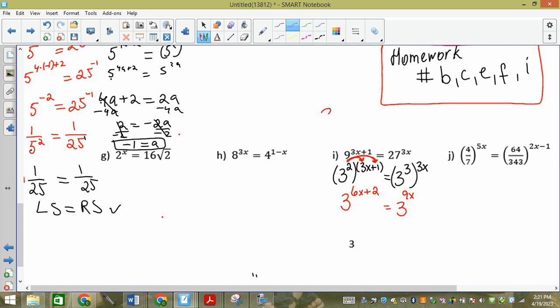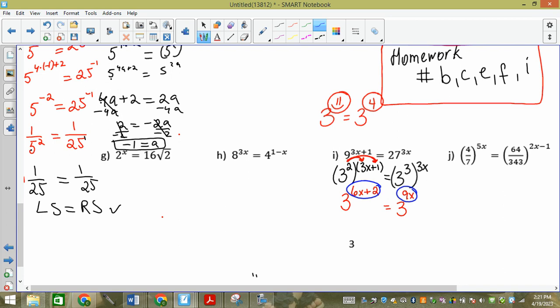Now, if we had 3 to the smiley face equaled 3 to the 4, smiley face would equal 4. That was a true statement you told me, right? So, if I have 3 to the 6x plus 2 equals 3 to the 9x, what would you then tell me? 6x plus 2 equals 9x. 6x plus 2 must equal 9x. So that's why you're not writing the base anymore. It's not because you cross the base off. It's not because the base explodes and goes away. It's because if this is the same base as this, then my exponents must be equal.